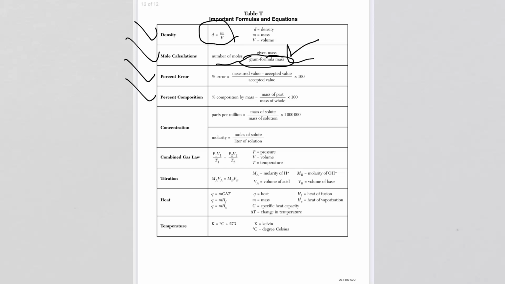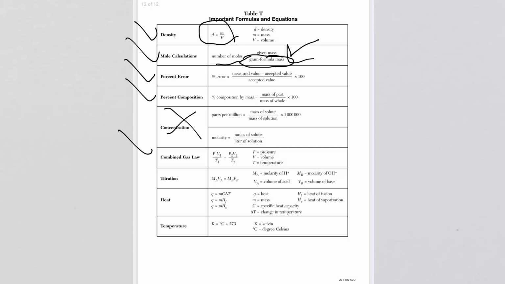Percent composition. Anytime you're dealing with a percent, you're dealing with the part over the whole thing times 100. Make sure that your units are the same on the top and the bottom of the fraction. Concentration, that's done the second half of the course.